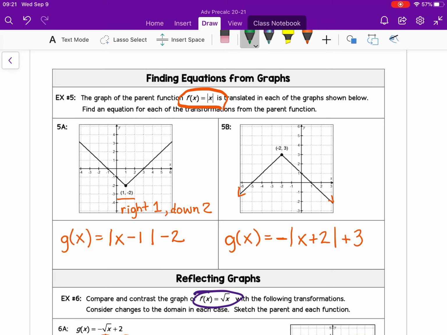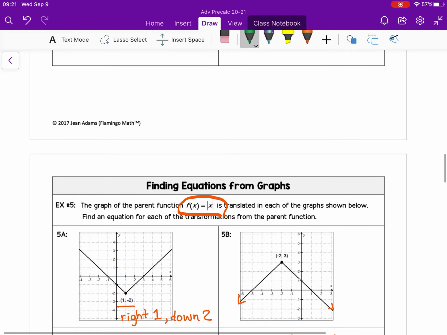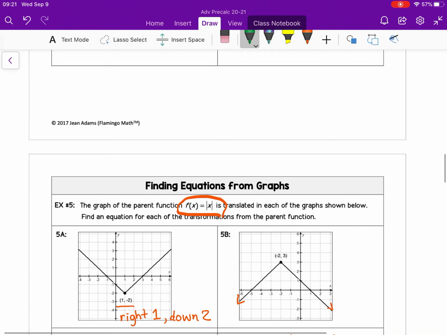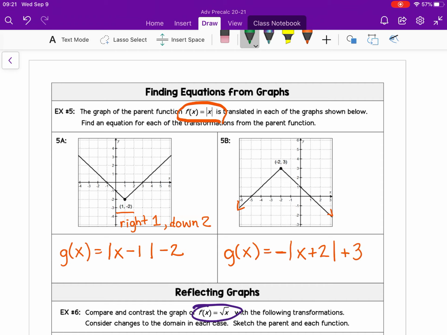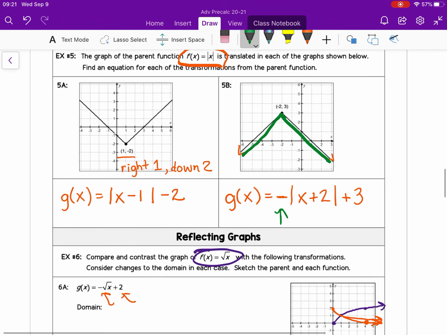Okay, what if I need to work backwards and find the equation? Take that off the screen for a second. If I look at the vertex and I notice that the vertex is 1, negative 2, that means from 0, 0, because remember your parent graph starts at 0, we went right 1 and down 2. So it's absolute value, so we rewrite that to go right 1 and down 2. For g of x, this one went left 2 and up 3. The only difference is that it is a reflection, so it is going down instead of pointing up. That means that we put a negative out front.